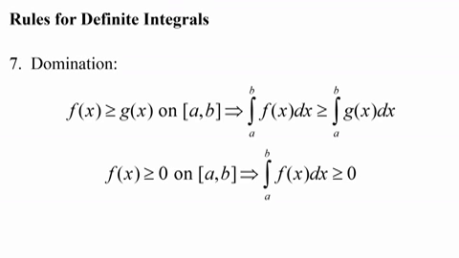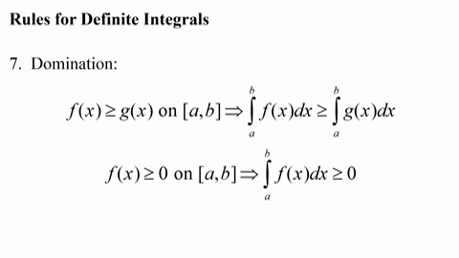Number 7, domination. If f of x is greater than or equal to g of x on every value in the closed interval from a to b, that implies that the definite integral from a to b of f of x dx must be greater than or equal to the definite integral from a to b of g of x dx. Also, if f of x is greater than or equal to 0 on the interval from a to b, that implies that the definite integral from a to b of f of x dx must also be greater than or equal to 0.